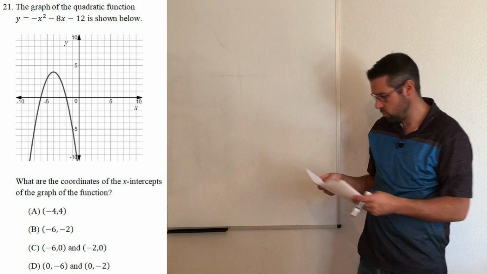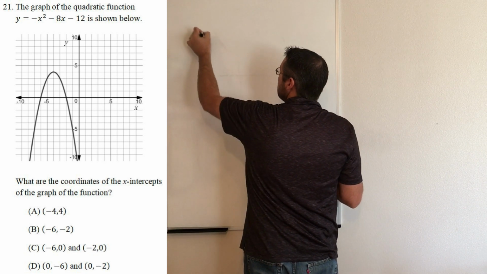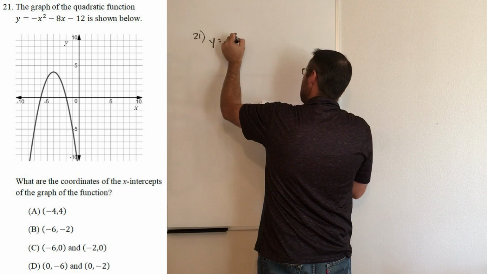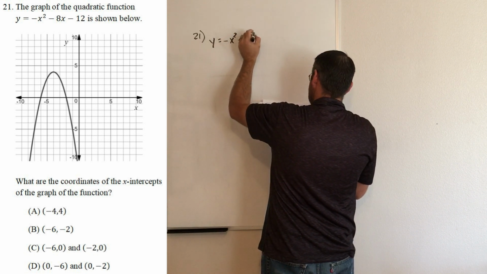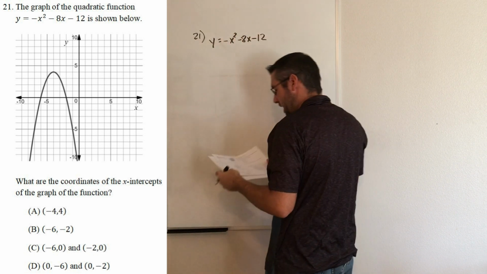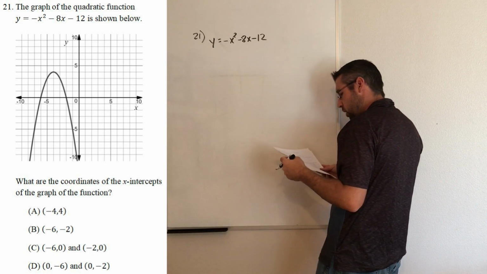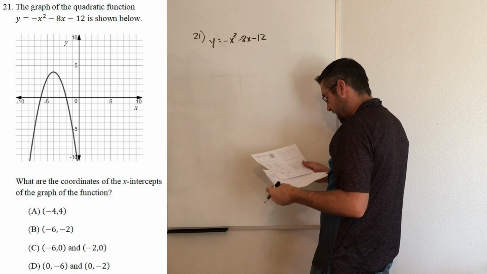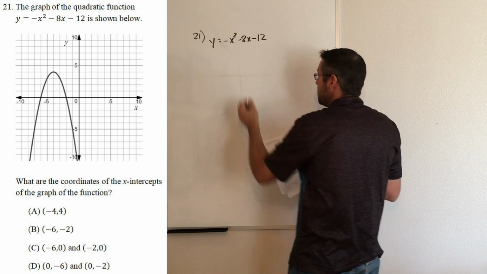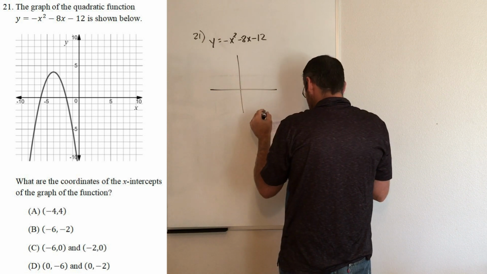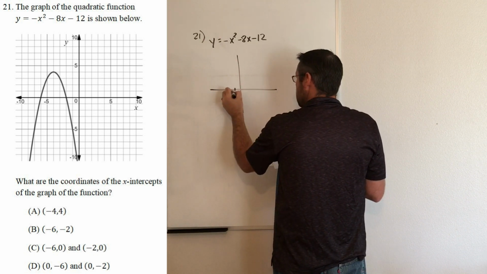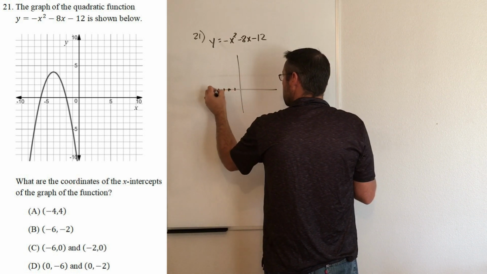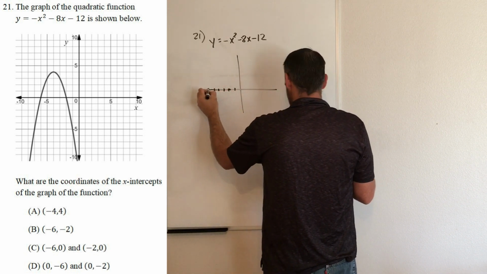Okay, so for 21, it gives us the graph of a function y equals negative x squared minus 8x minus 12. So it gives us the graph, and we'll go back to that later. But it says, what are the coordinates of the x-intercepts of the graph of the function? Now this one is really easy because it gives us the graph. You can see pretty easily negative 2 and negative 6 are where the function crosses the x-axis.